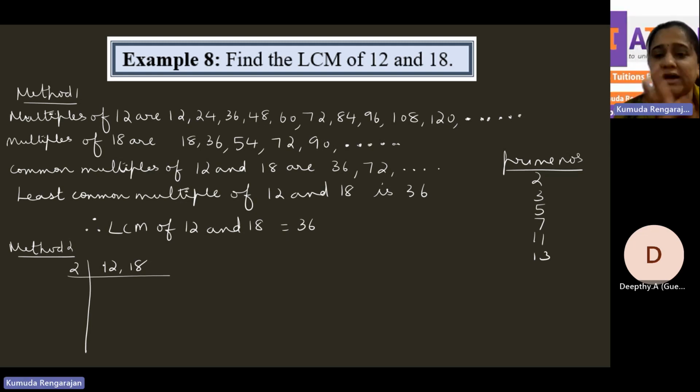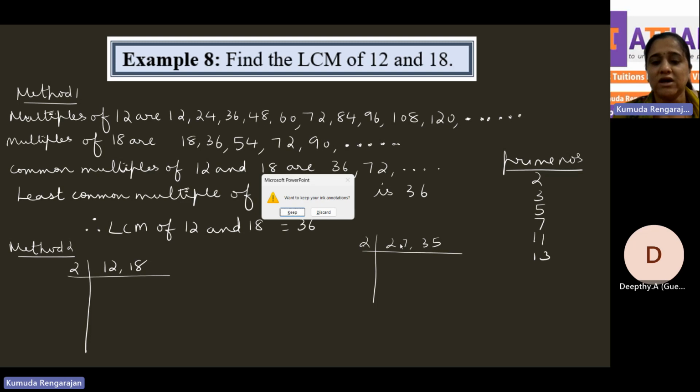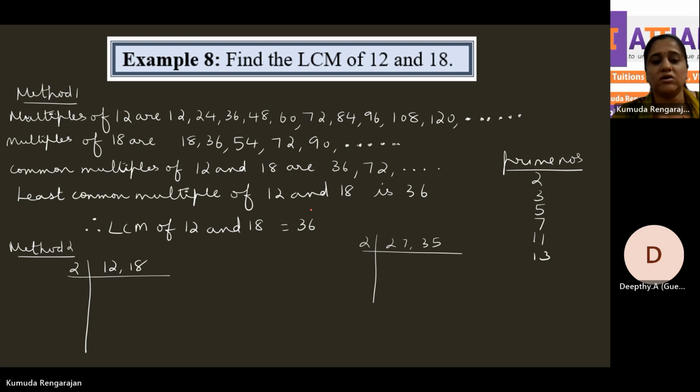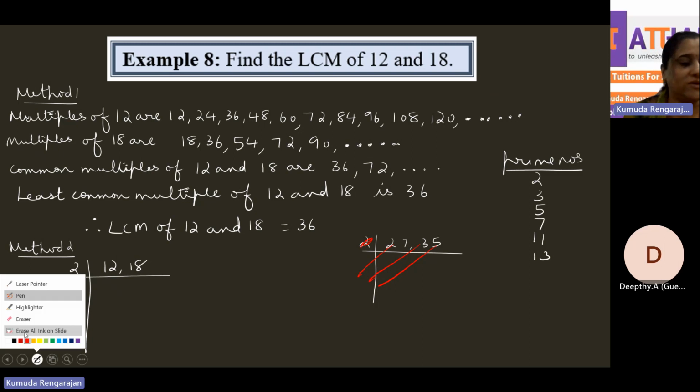That's fine. But supposing the numbers are 27 and 35. You cannot take 2 because 27 is not divisible by 2. 35 is also not divisible by 2. Then you cannot take 2 here. You must choose the smallest prime number that is divisible by at least one of them. If it's divisible by both, that's fine.